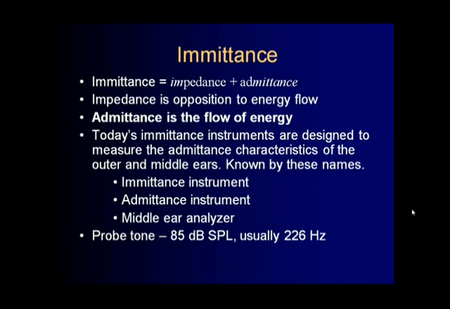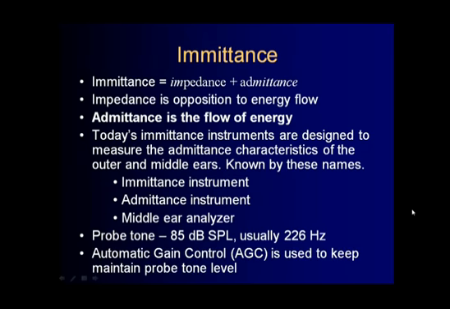A probe tone is presented at 85 dB SPL, usually at 226 hertz. So for emittance measures, picture a little plug going into the ear, and it's delivering the sound called a probe tone. And it's usually at about 85 dB SPL and 226 hertz. An automatic gain control is used to maintain the probe tone levels.